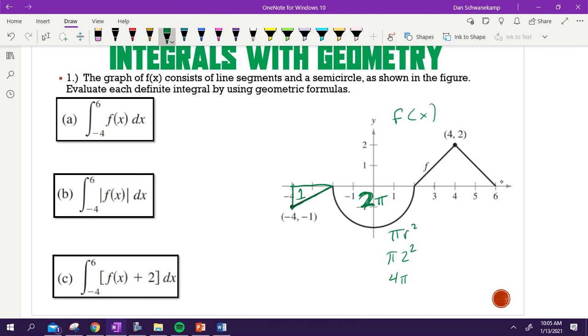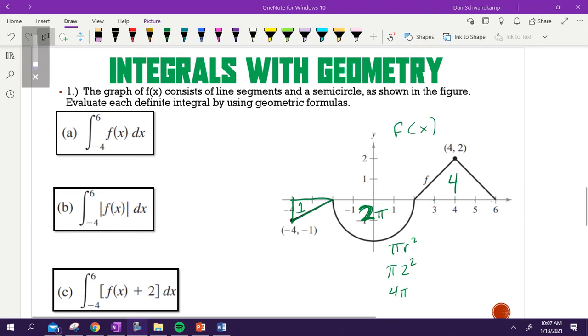This is a triangle. It is 1, 2, 3, 4 across and 2 up. So 4 times 2 is 8. But it's a triangle, so it's half of that. It's 4. Using that information, answer those 3 questions. Talk to each other. Go.